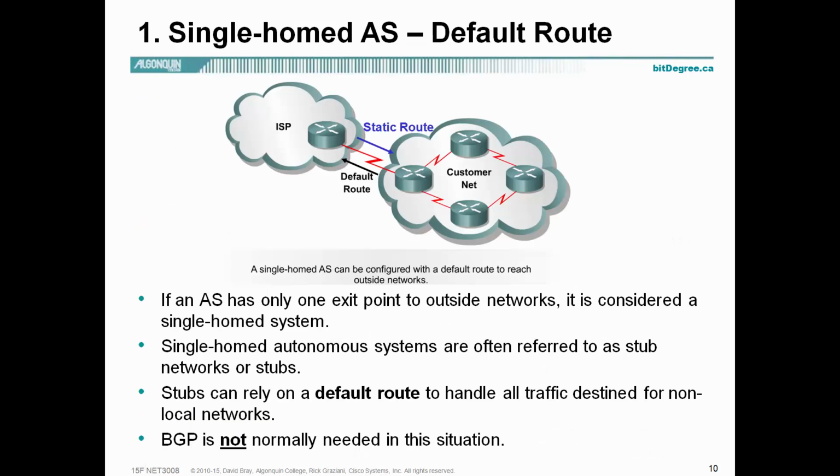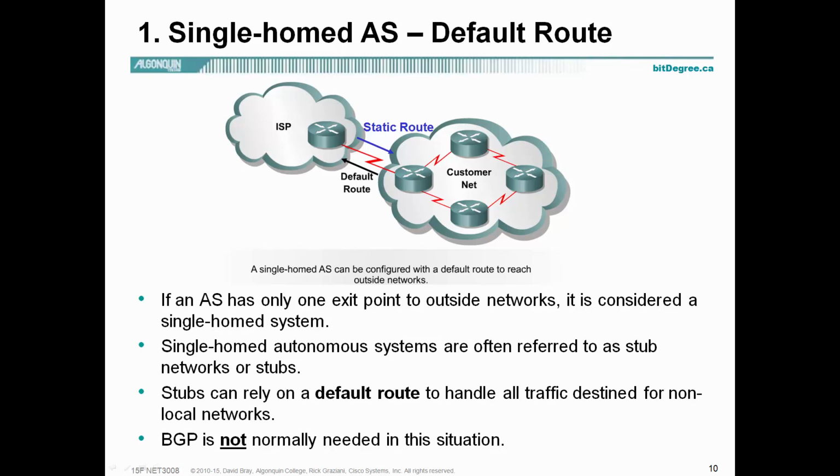Okay, let's go on. So now we're going to look at a few scenarios where you may or may not use BGP and how your enterprise might connect to a provider and to the internet. So the simplest one, of course, is a single homed AS using a default route. And we've used this one a lot because that is the simplest model.